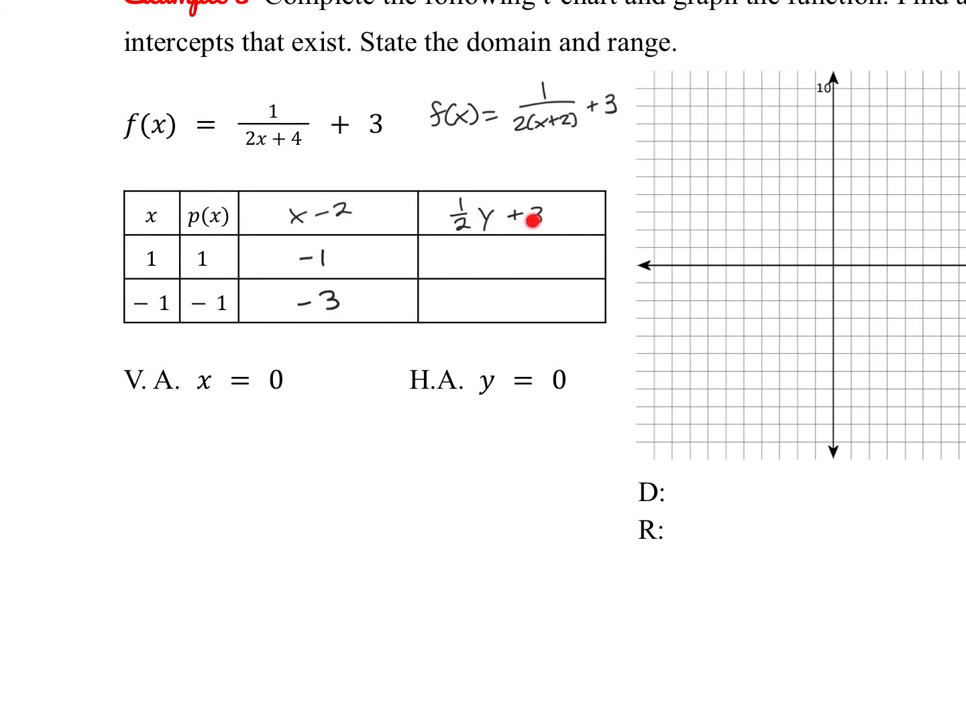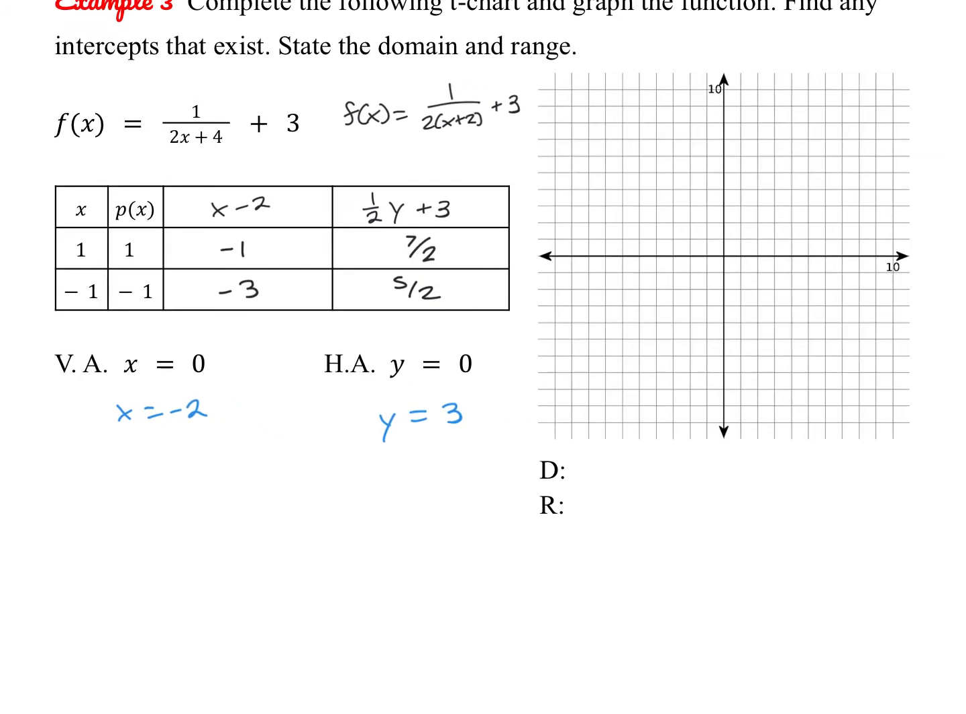And then here we have 1/2 plus 6/2, so 7/2. And then here we have negative 1/2 plus 6/2, so 5/2. And then our vertical asymptote will be shifted to the left 2, so x equals negative 2. And our horizontal asymptote will be shifted up 3.